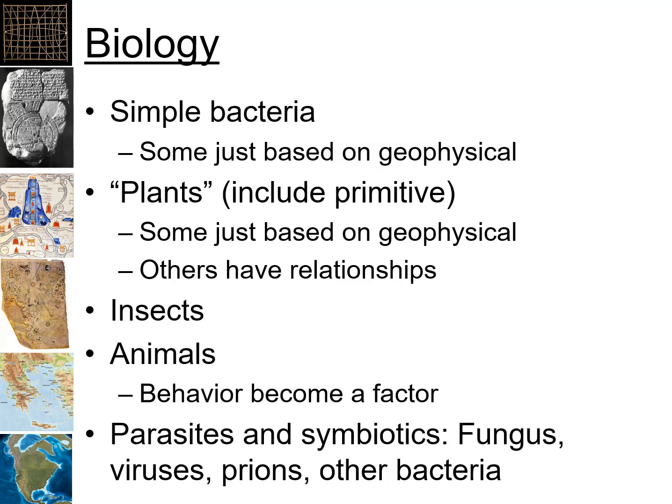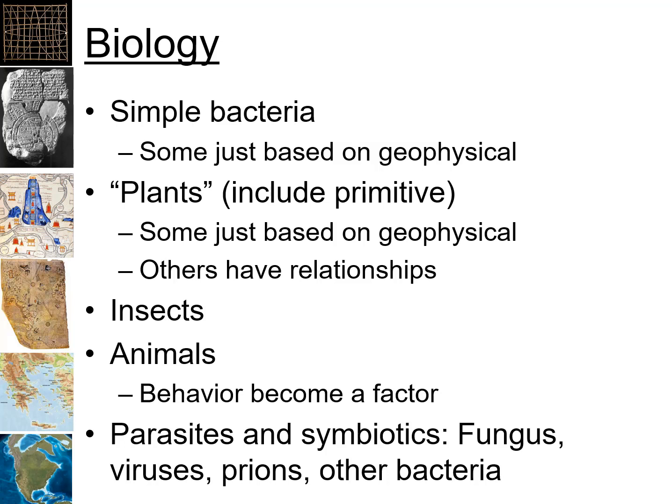With animals, behavior becomes a factor, and suddenly things become much more challenging to model. Often, if we need to model behavior, we move out of a predictive model into something like scenario modeling or simulation. Then you have parasites and symbiotics. These are some of the most complex things to model, and that includes things like COVID, because even though a fungus or a virus or a prion or bacteria are very simple, they can have very complex life cycles and complex interactions with the other species that they're working with.